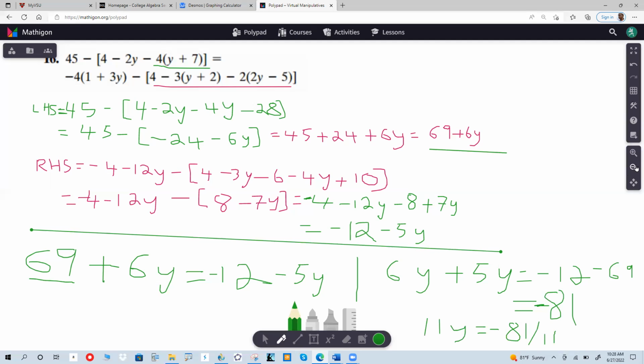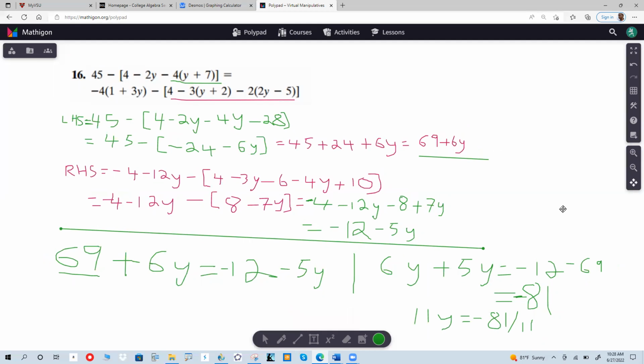I'm going to do a little rough check. I'll show you what I mean by that. So I'm going to use my calculator. 81 divided by 11. Negative 81 divided by 11 is negative 7.36. So 45, I'm using my calculator. Be a little patient, okay? 45 minus 4 minus 2 times negative 81 divided by 11 minus 4.